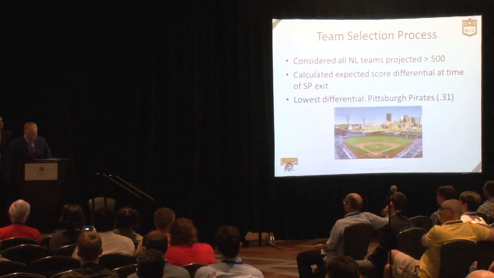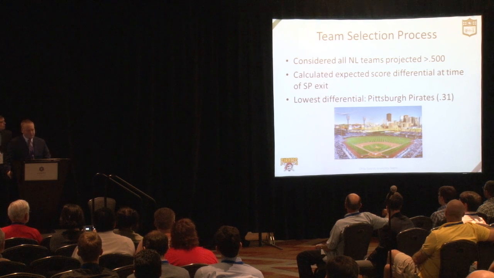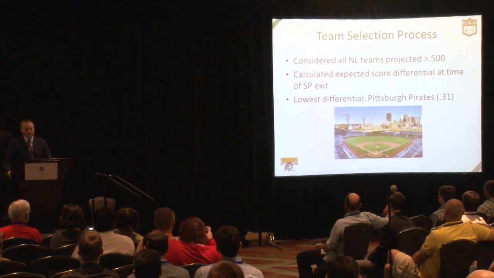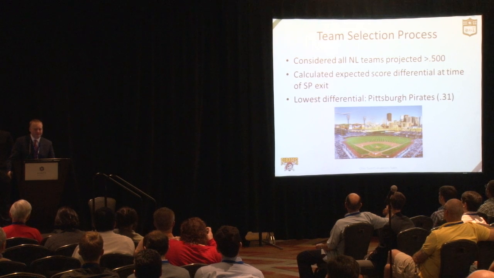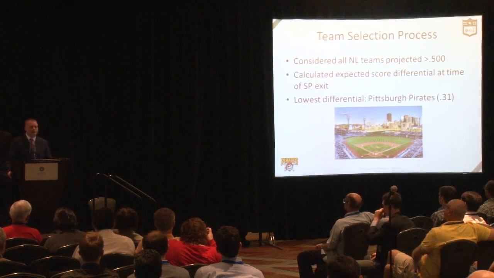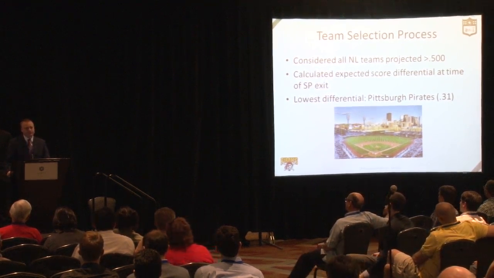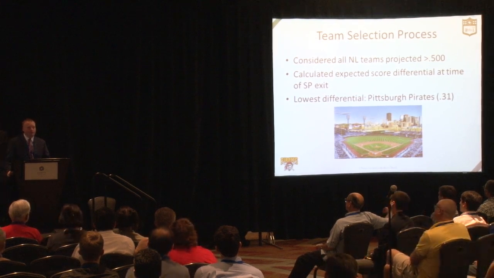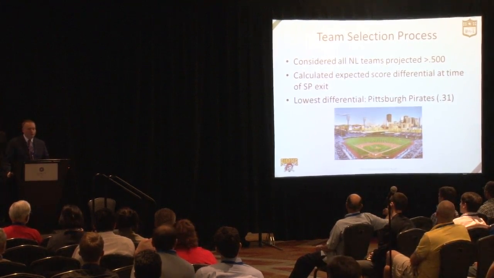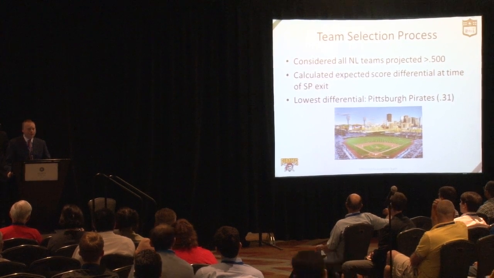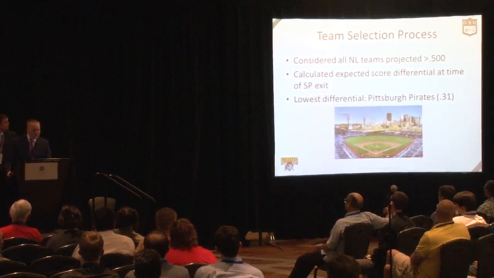Thank you, Sam. For our team selection process, the first thing we did was consider all NL teams projected to be over 500 in the coming MLB season. The reason we did this is we thought a good bullpen wouldn't necessarily impact a sub-500 team the way it would a team that would be over 500. A good bullpen could push a team into the playoffs, possibly grant them a World Series berth.